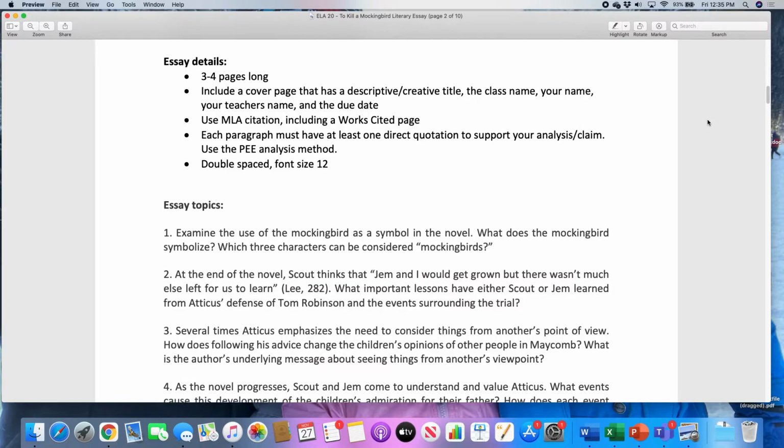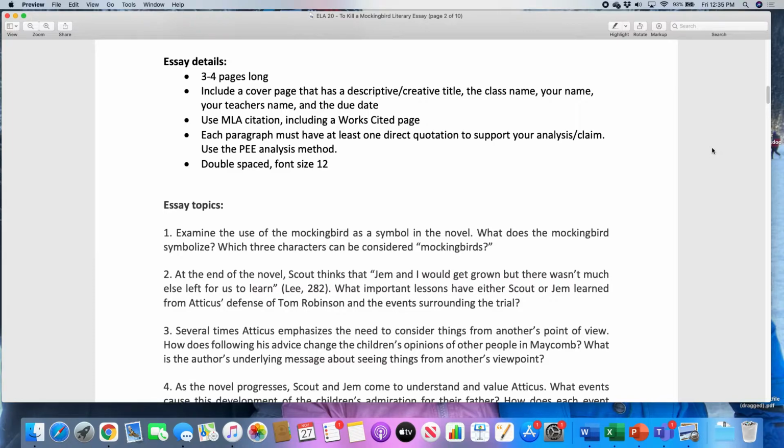Today, to begin this assignment, I simply want you to pick a prompt or two, do some brainstorming, do some searching through your novel, think about evidence, think about support, think about some analysis, okay? Each paragraph, so it's going to be 5 paragraphs, an introduction, 3 body paragraphs, and a conclusion, same format you're used to. Each paragraph must have at least one direct quotation to support your analysis or claim.